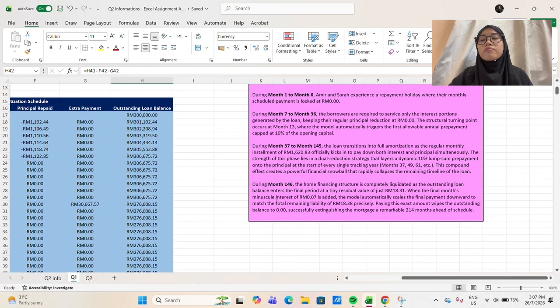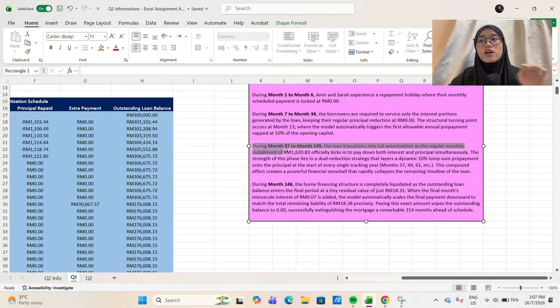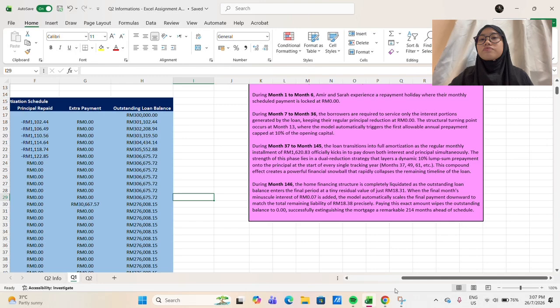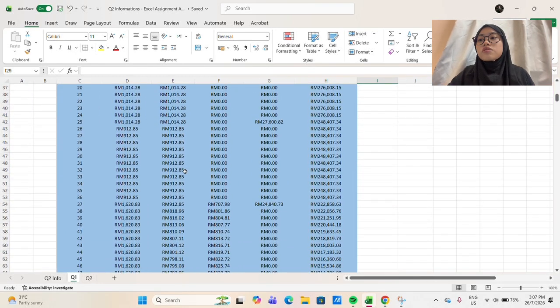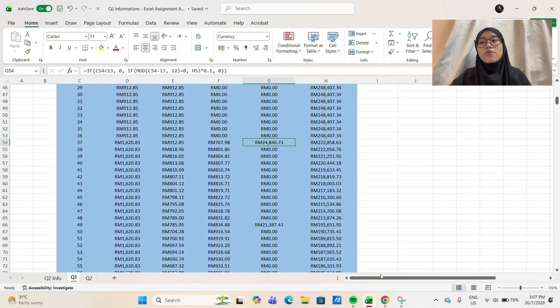And then for month 37 to 145, the standard 1,620 ringgit 83 cent monthly payment operates alongside automated 10% lump sum prepayments at the start of every tracking year. So this dual reduction mechanism creates a powerful financing snowball effect, wearing down the principal at an exponential rate.